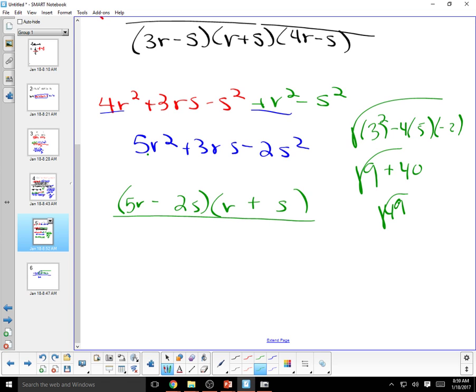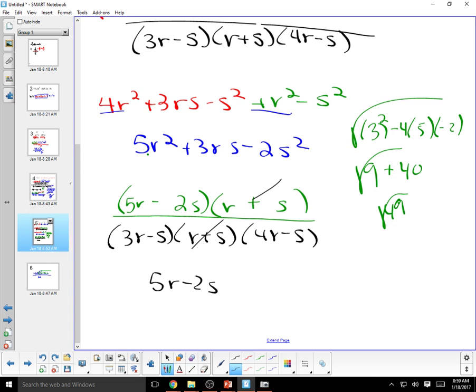So now the denominator, let's bring that in. It's going to give us a 3R minus S. R plus S, I already see you going away. 4R minus S. Bye. So you're left with 5R minus 2S over 3R minus S times 4R minus S.